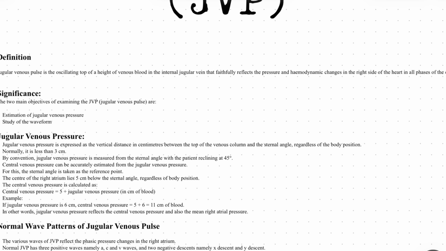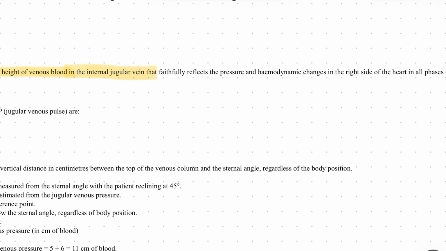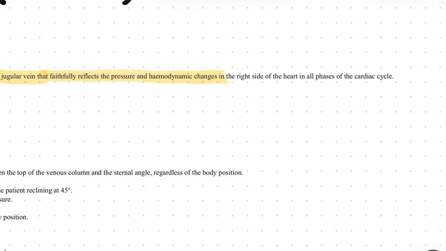So what actually is the JVP curve? Jugular venous pulse is the oscillating top of the height of venous blood in the internal jugular vein. Remember, it is the internal jugular vein. It faithfully reflects the pressure and hemodynamic changes. Obviously, it is a vessel which has blood in it, so it signifies hemodynamic changes on the right side of the heart in all phases of the cardiac cycle. The main point you need to remember is that it reflects the right side of the heart in all phases of the cardiac cycle.